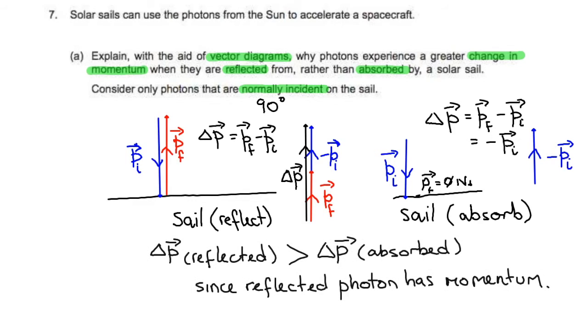So you can see from the vector diagrams that the change in momentum for the photons that are reflected is going to be much greater than the photon that is being absorbed by the sail. And the final momentum of the photon absorbed by the sail is zero.